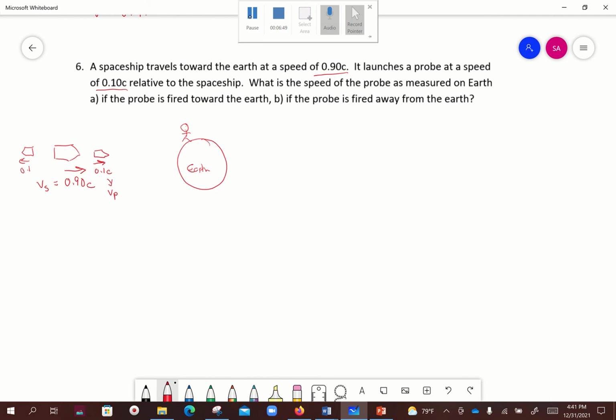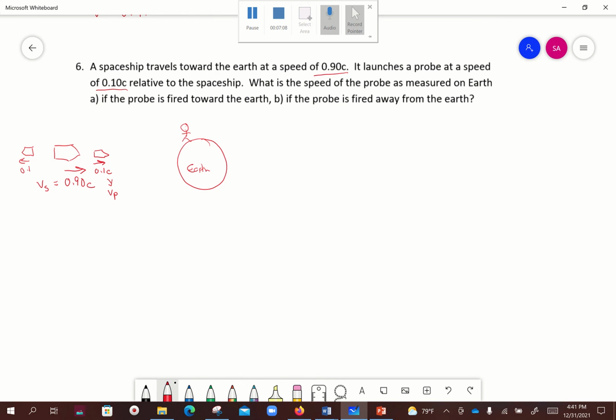So if it's moving towards it, classically we'd say, well, it would be 0.9 plus 0.1, or it would be 1 times the speed of light. But we know that anything that has a mass can't travel at the speed of light, otherwise it would have infinite energy, and that's impossible. So we know that the two must add up to be different.